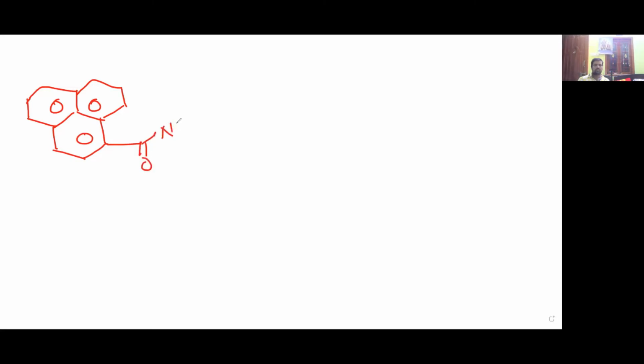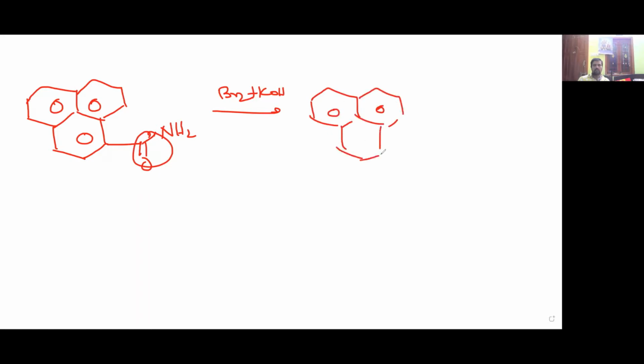This is C double bond O NH2 treated with the same Br2 KOH. Just the C double bond O is missed. It is a trick. Then you are going to get this one.